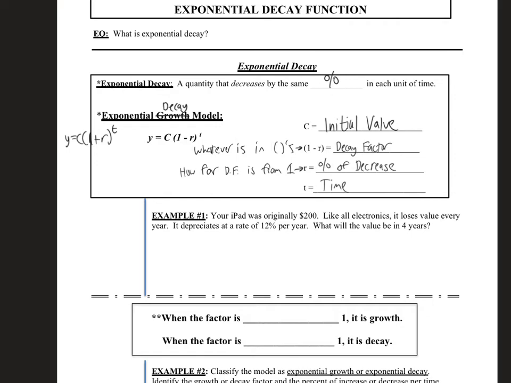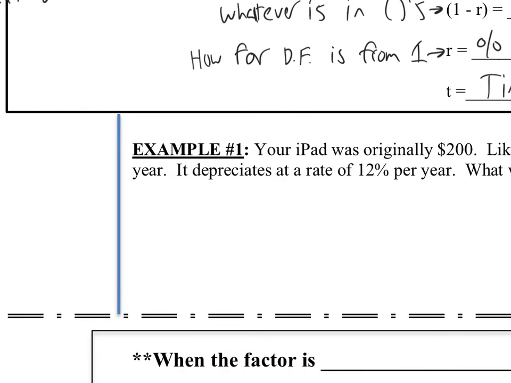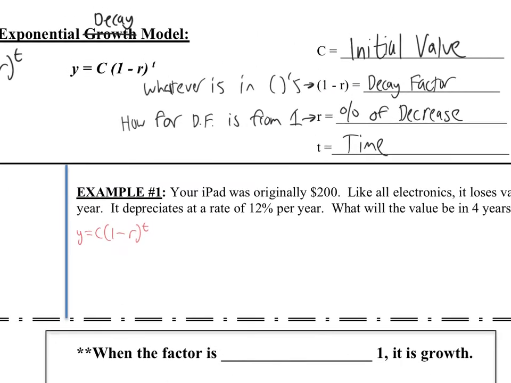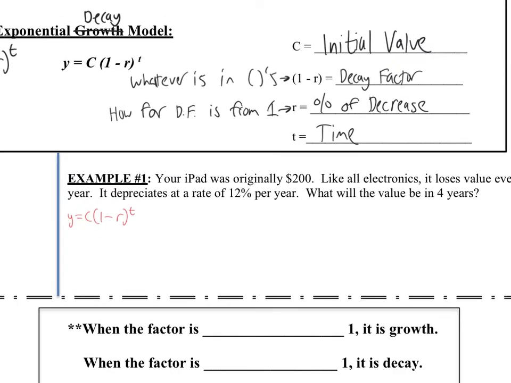Okay, so we're going to use the formula. It's going to be y equals c times 1 minus r all to the t. So we need to find our initial value, our decay factor, percent of decrease, and time. So what is our c? What's our initial value? What do we start with? The iPad was originally $200. That's our c. What else do we know?